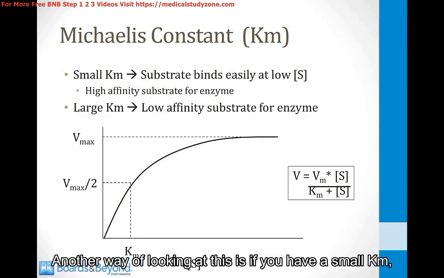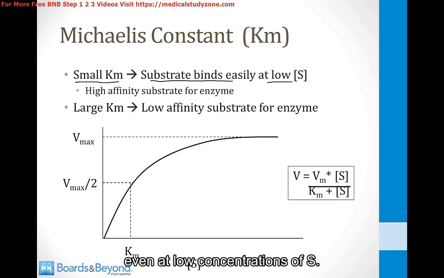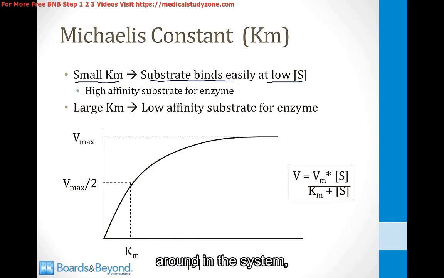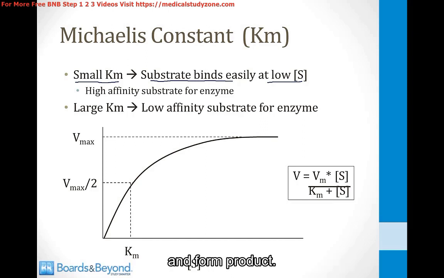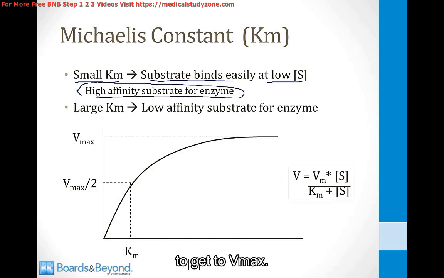Another way of looking at this is if you have a small Km, it means that the substrate binds easily to the enzyme even at low concentrations of S. In other words, even if there isn't much substrate around in the system, that substrate will find the enzyme, bind to it, and form product. Another way of wording this is to say that there is a high affinity of the substrate for the enzyme, and that means you don't need a lot of S around to get to Vmax.